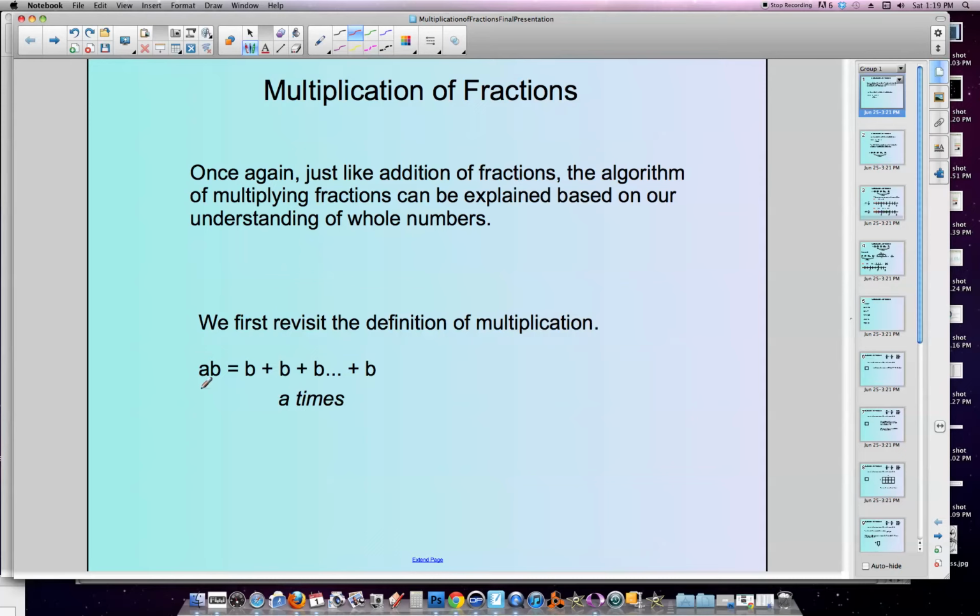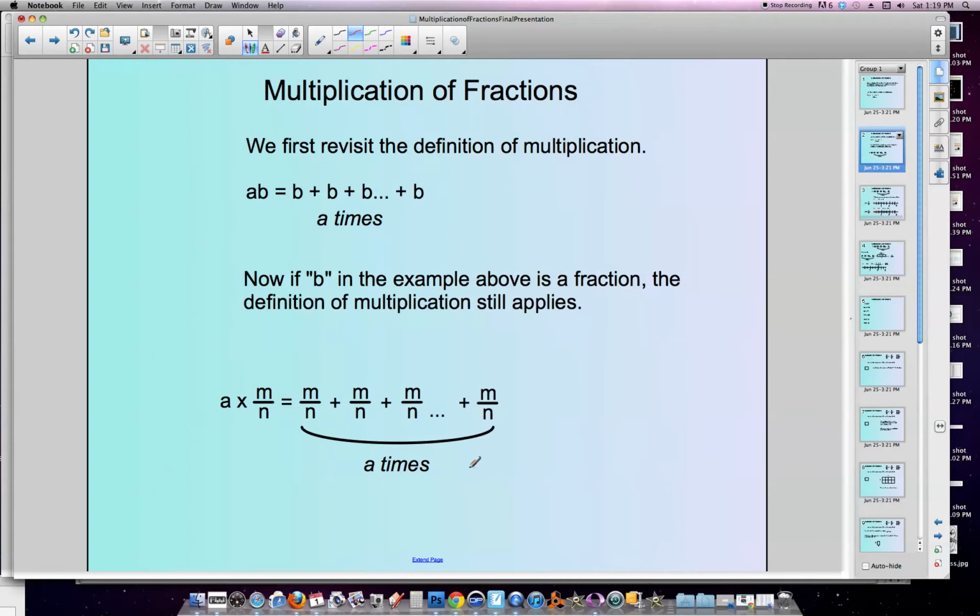So when we say multiplying integers, we mean a times b. Well, that's just b added to itself a times. A is the coefficient, and it tells us how many times to add b to itself. So with a fraction, there's no different. If we have a times m over n, that means m over n added to itself a times. So look at an example.